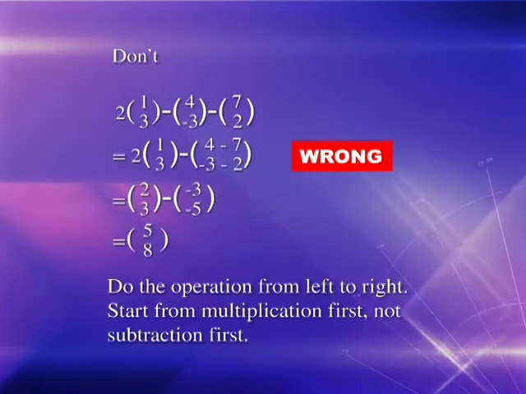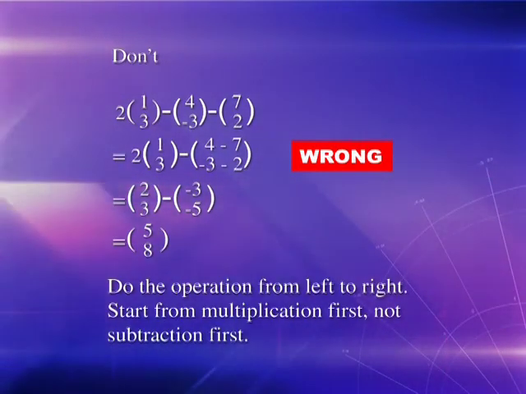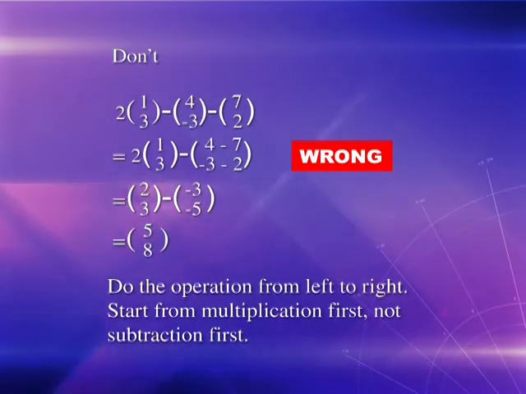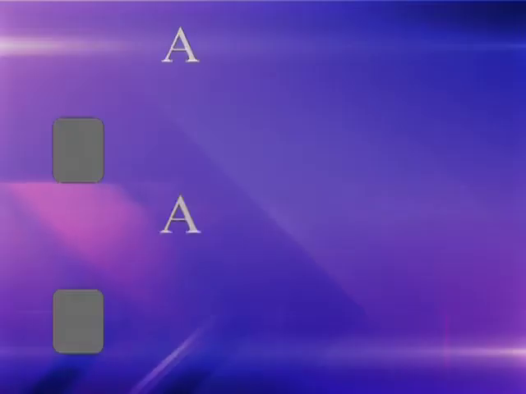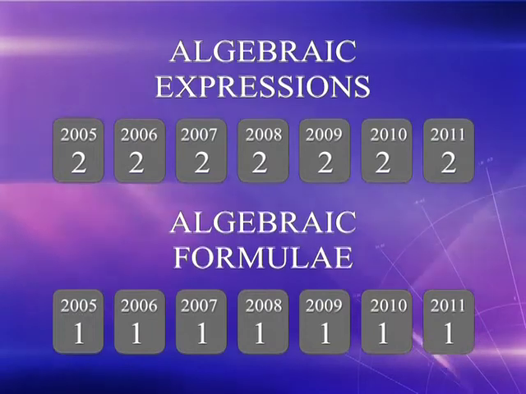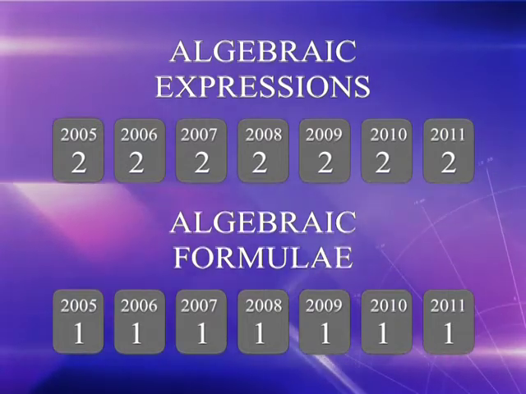This example is something you shouldn't do. Don't do the operation from left to right. Start from multiplication first, not subtraction first. There are 2 questions on algebraic expressions and 1 question on algebraic formulae in paper 1. As you can see in the analysis, it looks the same every year.